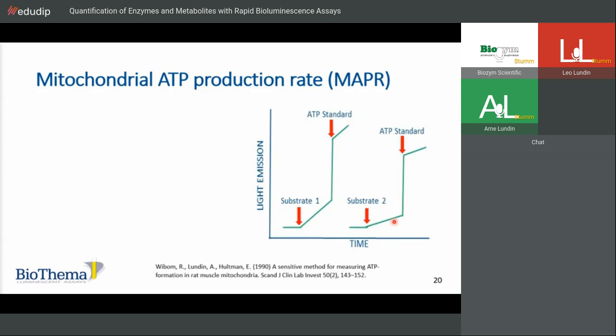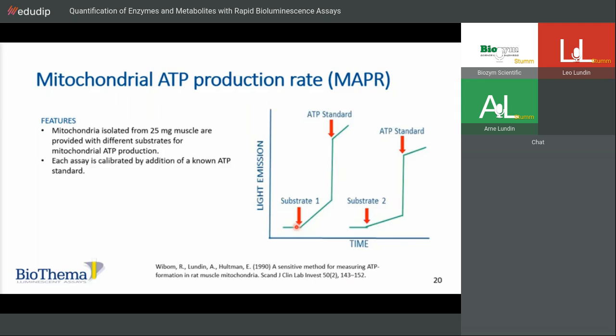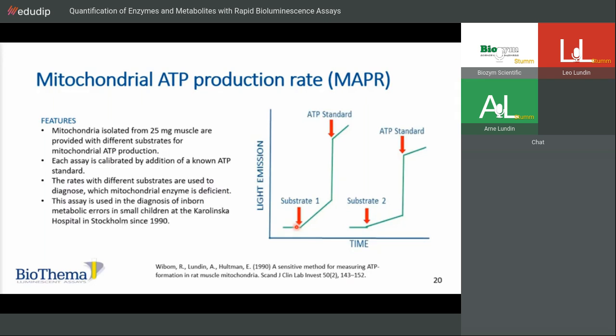The mitochondrial rate of ATP production varies with substrate supplied and inborn enzymic deficiencies. So the features are that mitochondria isolated from 25 milligram muscle are provided with different substrates for mitochondrial production. Each assay is calibrated by addition of a known ATP standard. The rates with different substrates are used to diagnose which mitochondrial enzyme is deficient. This assay is used in the diagnosis of inborn metabolic errors in small children at the Karolinska Hospital in Stockholm since 1990.